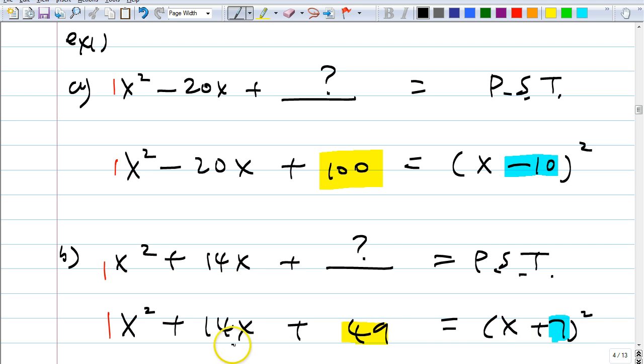Where did we get that 7? Well, that's just half of that 14. And then where did we get 49? You square that 7, right?